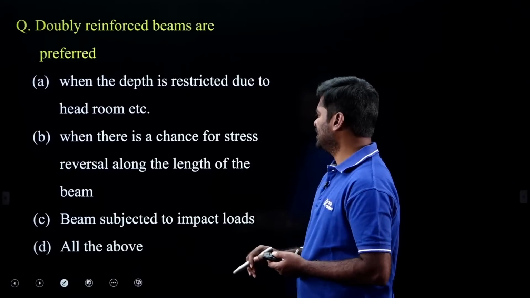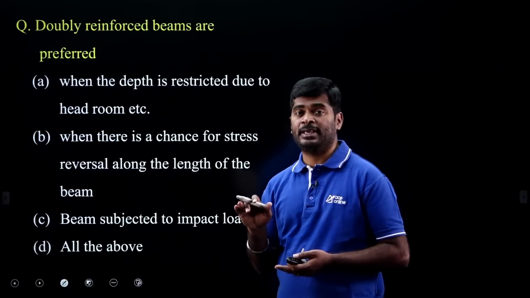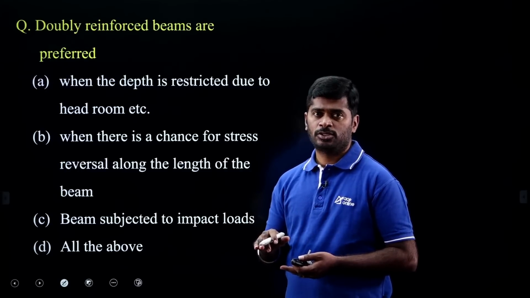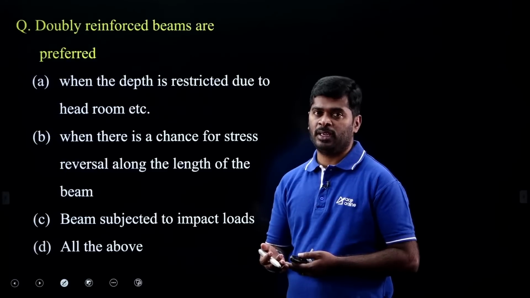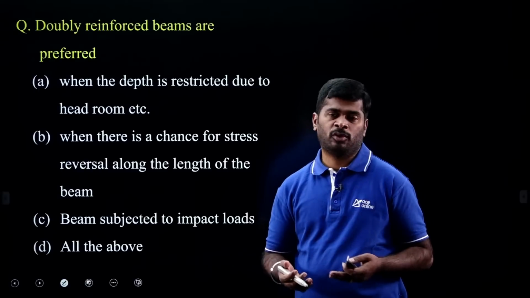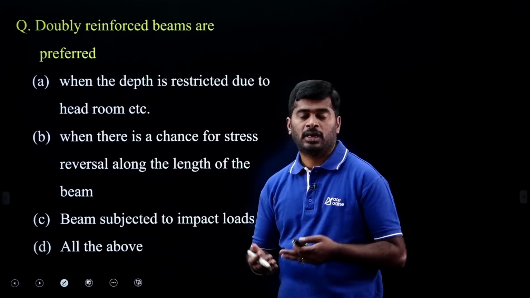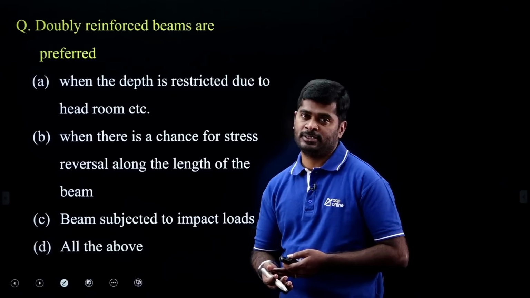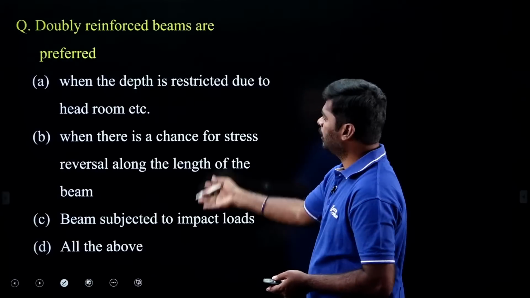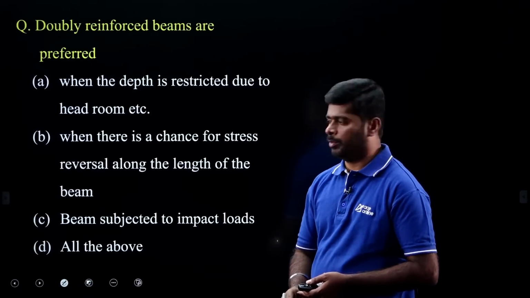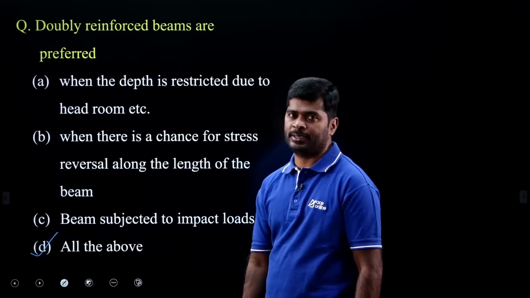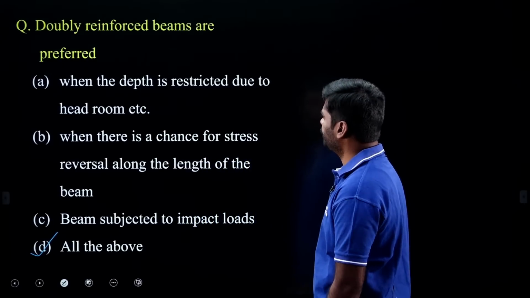Yes. When there is a chance for stress reversal, since tension develops above and below the neutral axis, you must design the reinforcement in both zones. Then beam subjected to impact load. Impact load is a shock load. Concrete alone cannot resist this. Hence, we have to design a doubly reinforced beam. In all three cases, we can recommend a doubly reinforced beam. Option D, all the above, is correct. Okay. Next question.